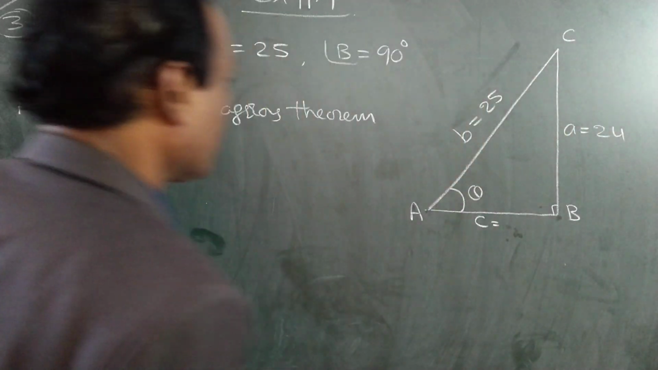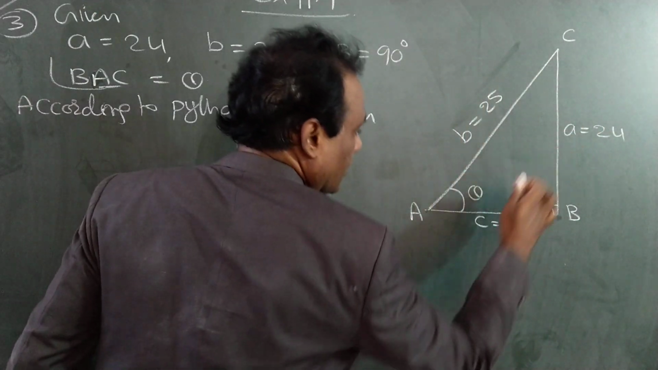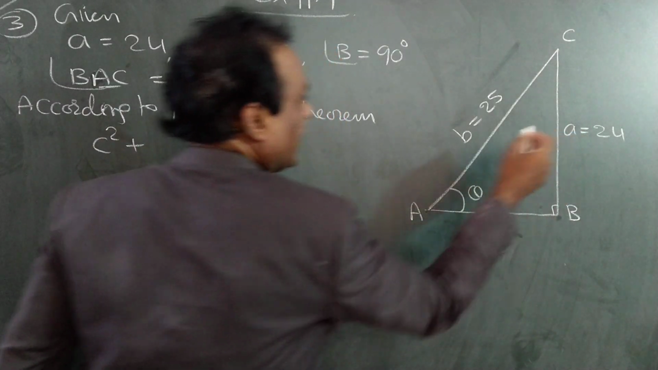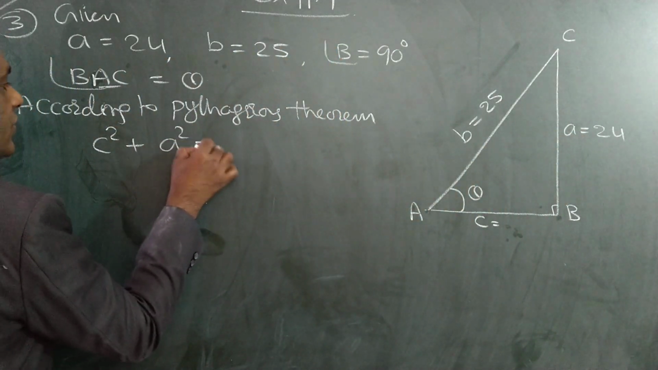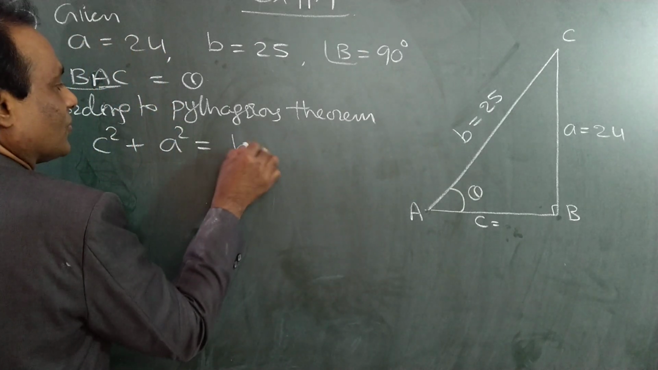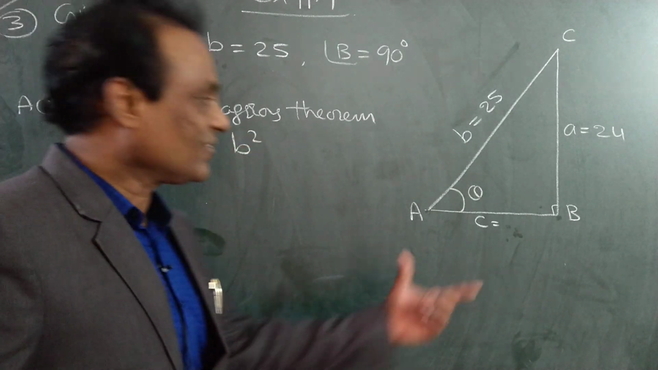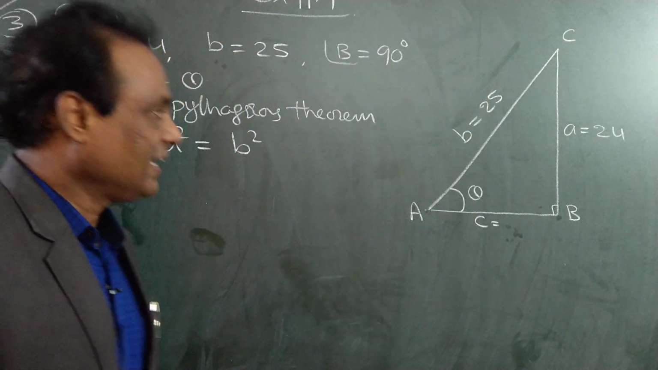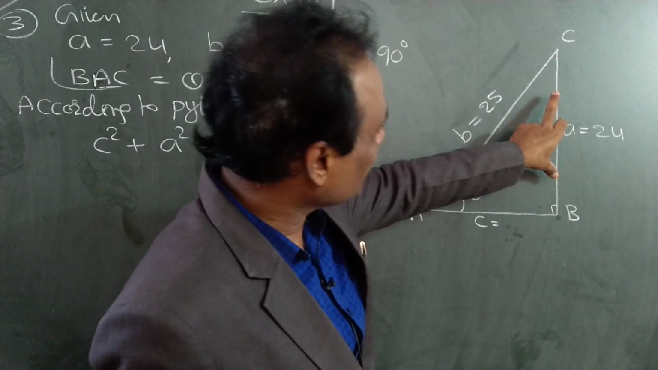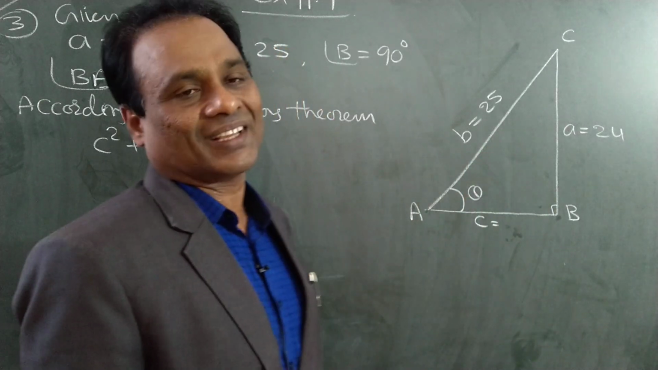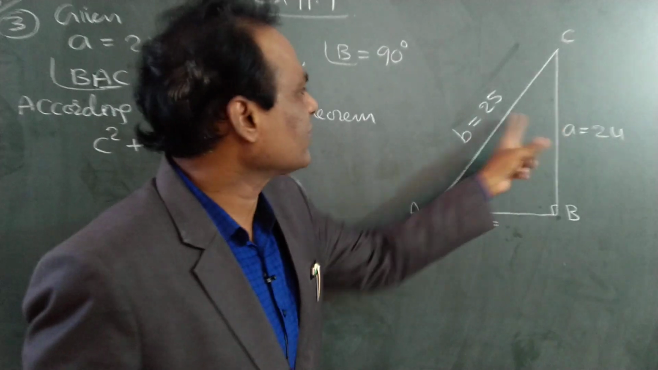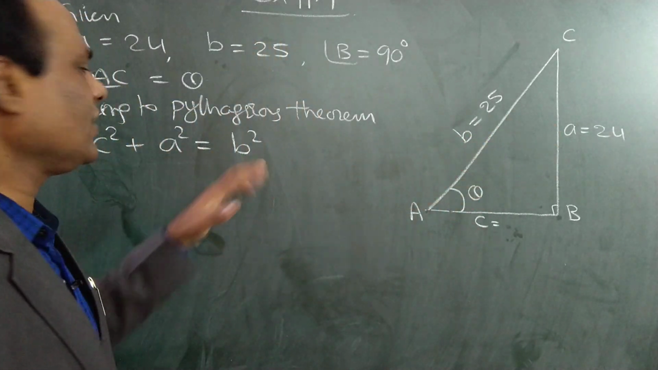So what is the Pythagoras theorem? Side square plus side square. That means C square plus A square is equal to hypotenuse square. Side square plus side square is equal to hypotenuse square. AB square plus BC square is equal to AC square. See, symbols are given, that's why I am using ABC symbols.